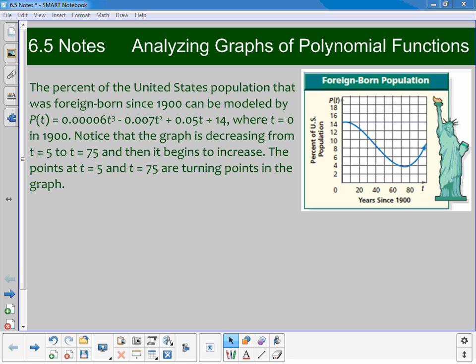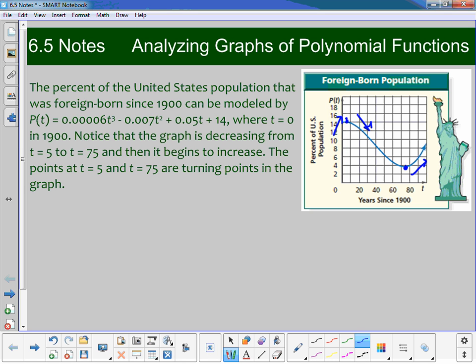So t equals 0 is the year 1900, and then we're looking at the graph decreasing from t equals 5 to t equals 75, and then turning to increase after that. So the points t equals 5 and t equals 75 are called our turning points of the graph. It's called a turning point because it's where the graph was going up and is now turning to go back down. Then it continues to decrease all the way down to the point 75, right about here where t is 75, and the graph turns and goes back up at that point.